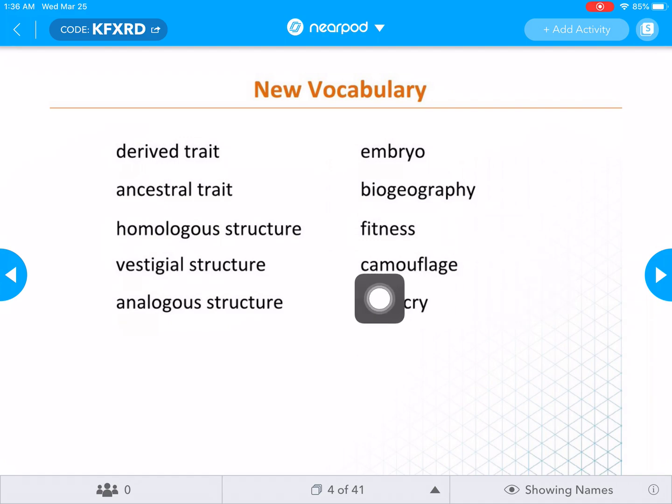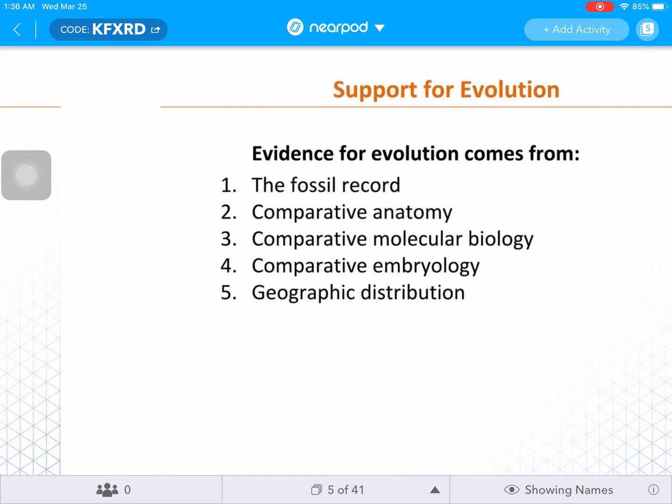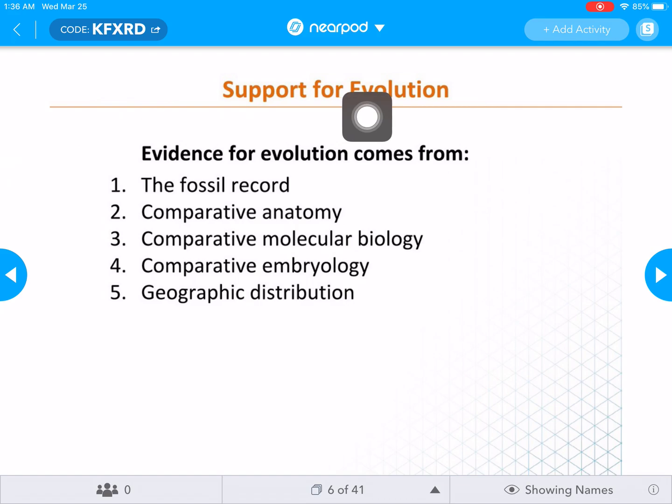Another word you probably recognize, camouflage, hiding in plain sight, and an embryo, which is just a tiny little baby to be. All right, so these are the different things that we're going to talk about as evidence of evolution. Today we're only going to be talking about the fossil record, and throughout the week we're going to get through all of these.